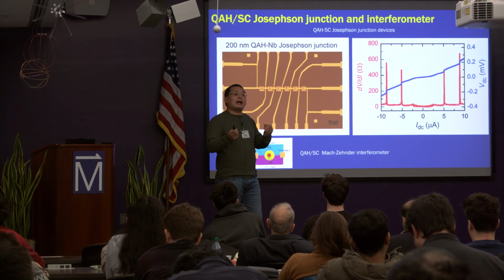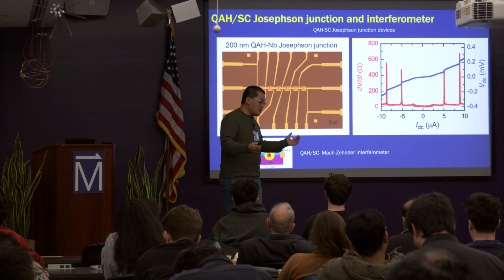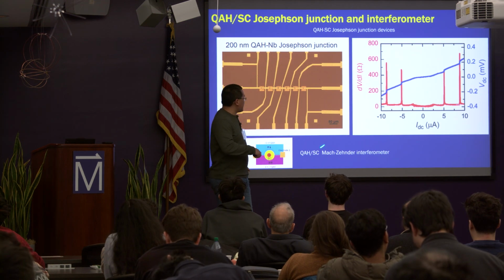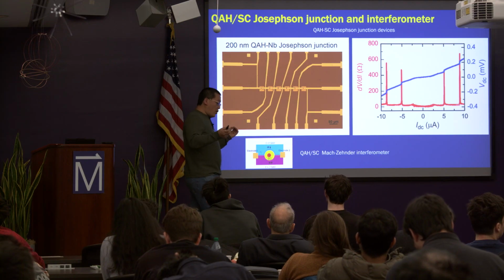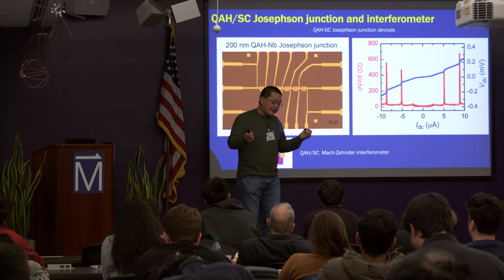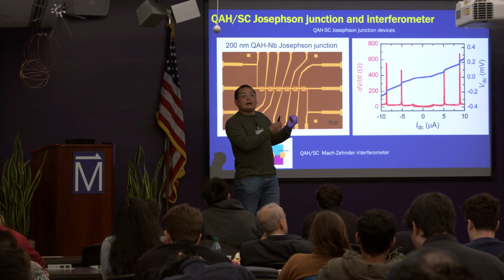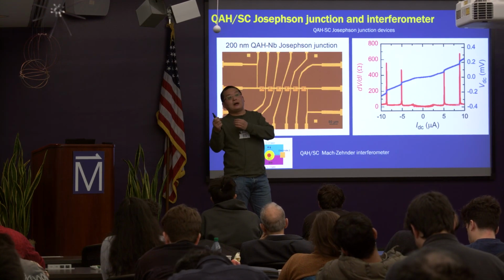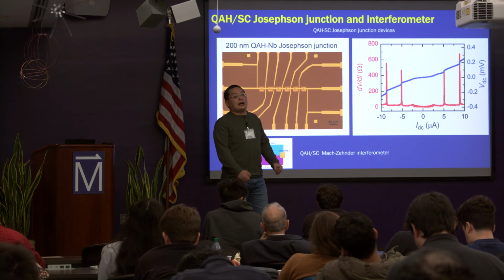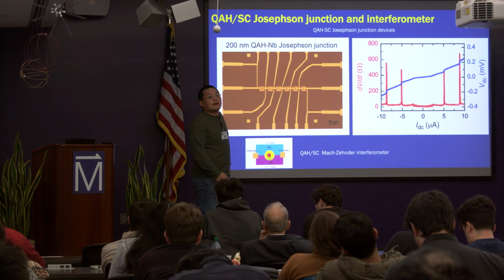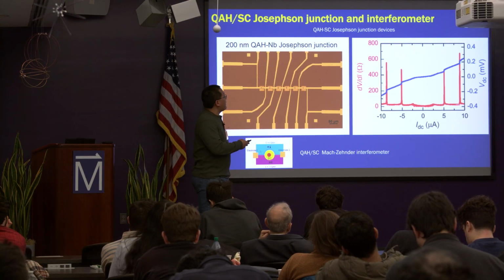Hopefully, based on the quantum anomalous Hall and superconductor heterostructure I just introduced, we can realize the Majorana physics. We can also fabricate quantum anomalous Hall and superconductor Mach-Zehnder interferometers. If we could see the oscillation as a function of the magnetic flux, that should be uncontroversial evidence for the exploration of the Majorana physics.